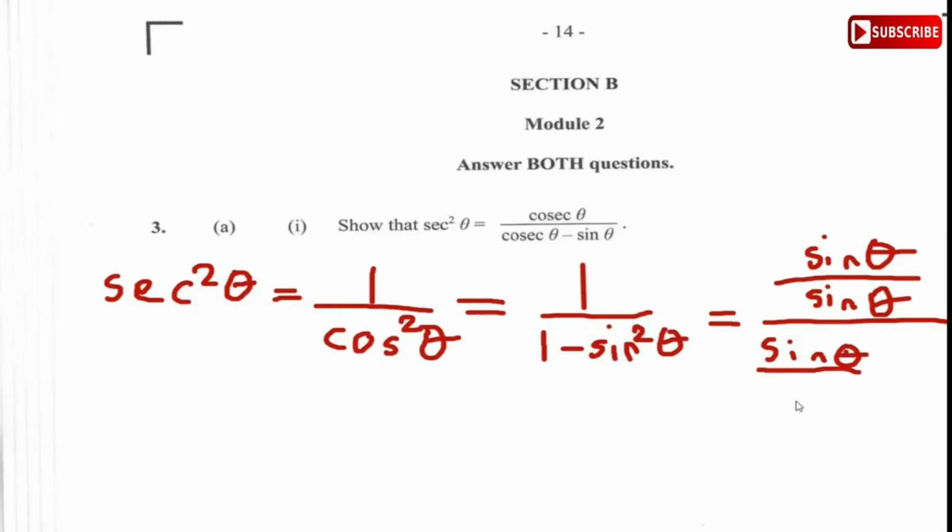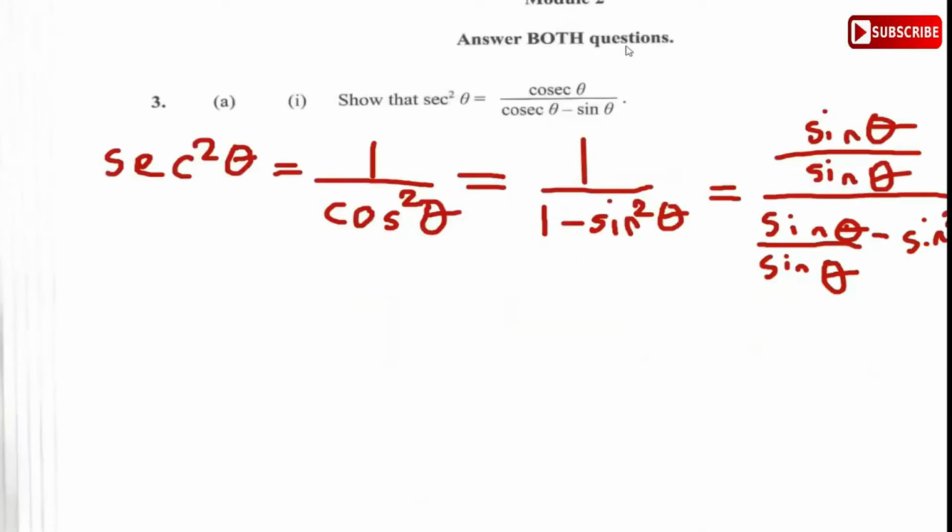And you're wondering, why am I writing out so much sine? All I did was change these 1 to sine theta over sine theta. So it's sine theta over sine theta minus sine squared theta. Why am I doing this? Again, because I want to generate some cosec. I'm hoping that it will work.